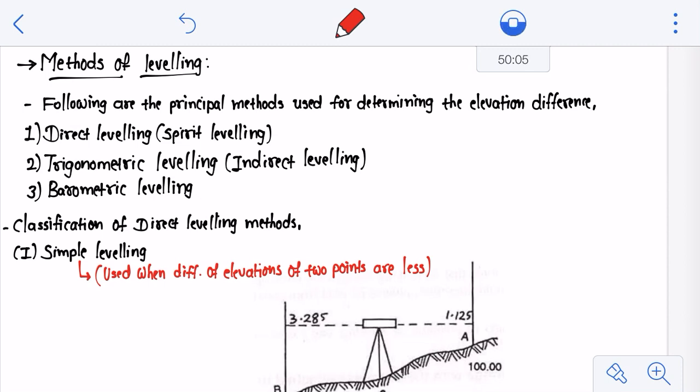Three principal methods or classifications are used for leveling to determine the difference in elevation, and they are namely direct leveling, which is also known as spirit leveling; the second one is trigonometric leveling, which is also termed indirect leveling; and the third one is barometric leveling. There is also another type of leveling available, which is known as hypsometric leveling. I'll give you an idea about that as well. These different leveling methods I'm going to discuss in my next video, along with the remaining part of the leveling, and I'll discuss examples as well.